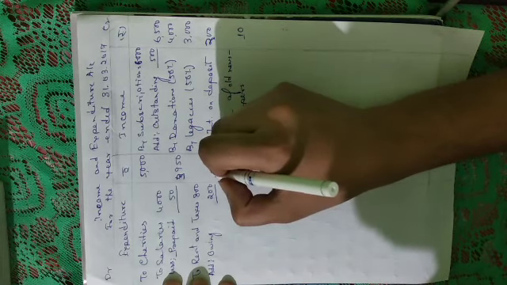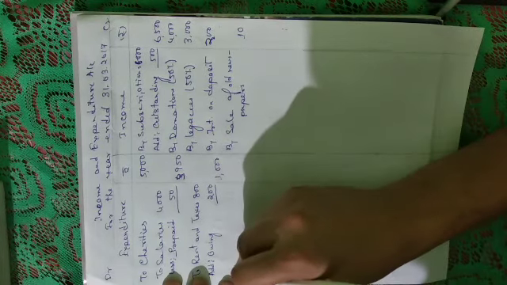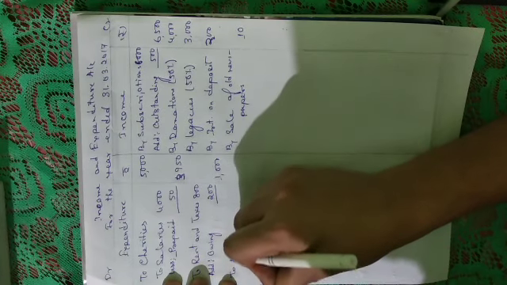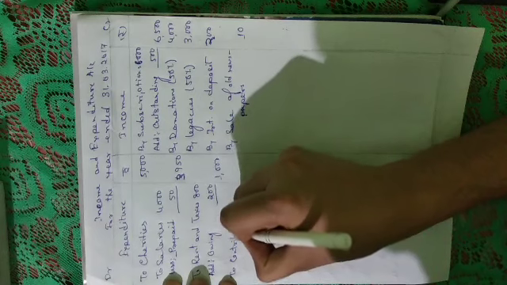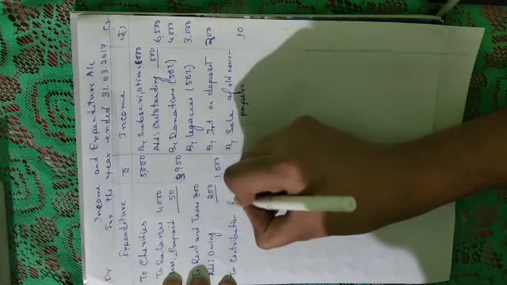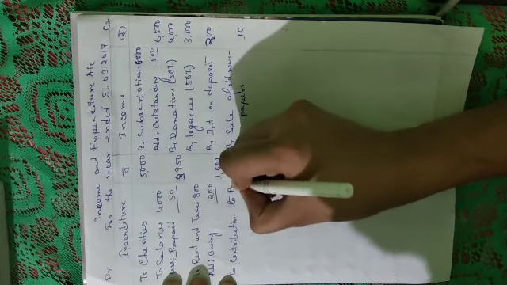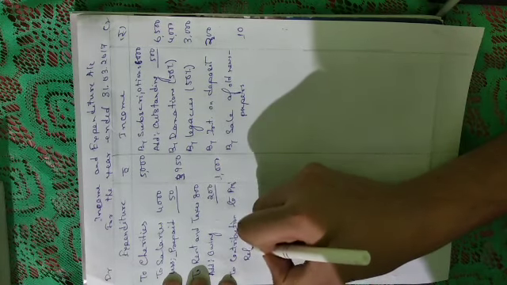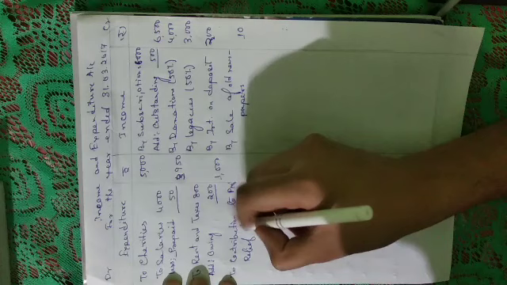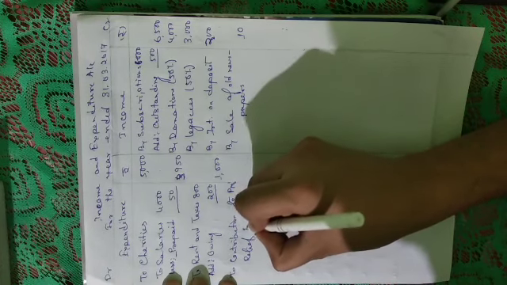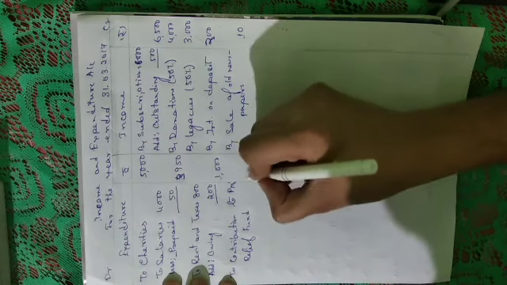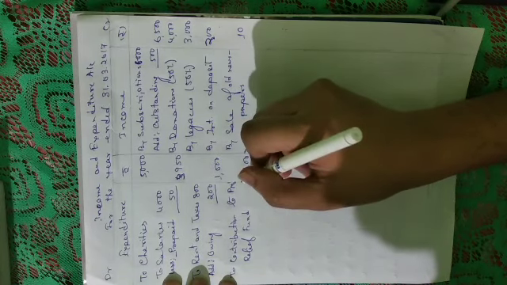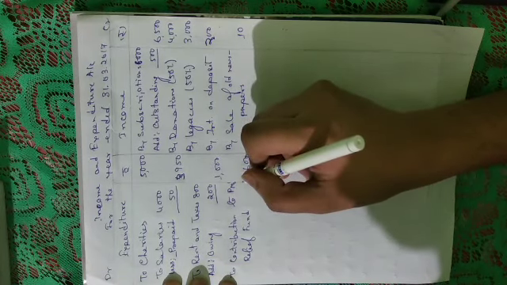Next, contribution to PM relief fund. So contribution to relief fund is expenditure. The contribution to PM's relief fund amount is 1600. Next, purchase of furniture, it is capital in nature.